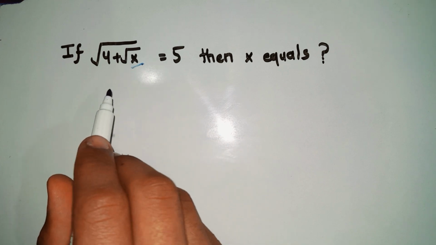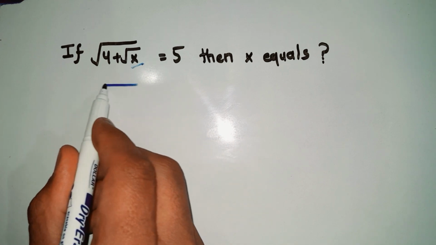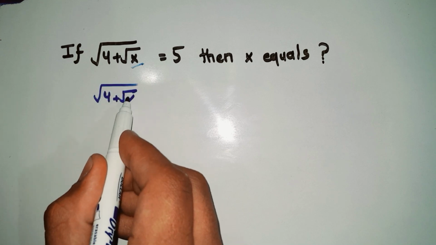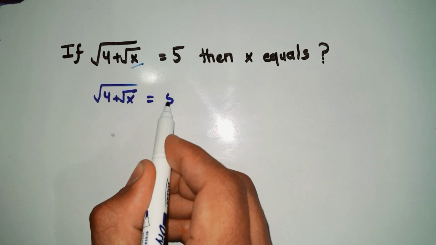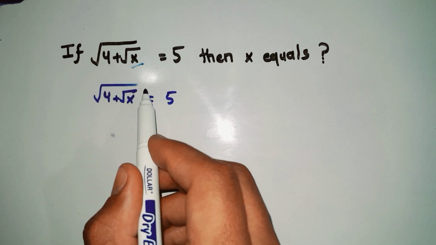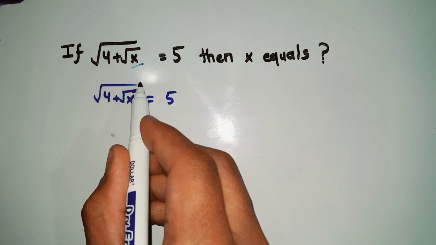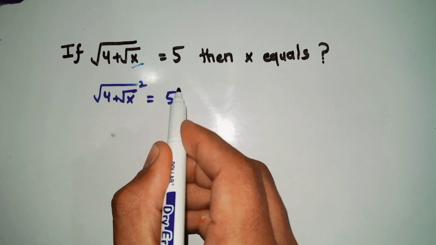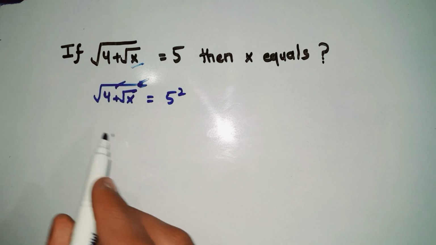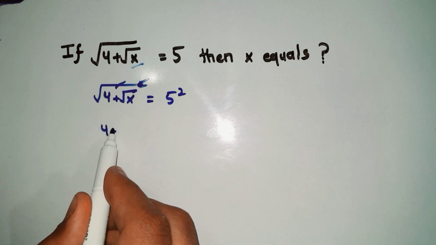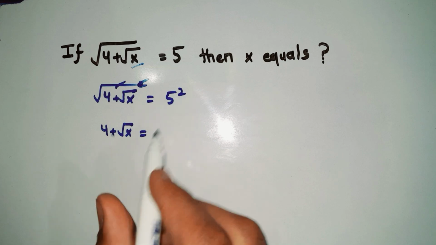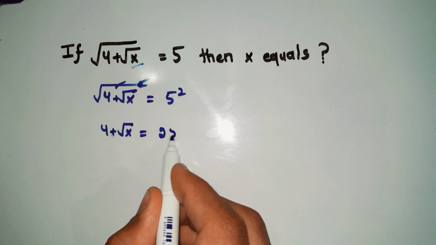So first of all, here we write square root of (4 + square root of x) equals 5. Now we have to cancel this square root. We know how to cancel a square root by squaring both sides. Square this side and square this side. So the square and square root cancel. So we write 4 + square root of x equals 5 squared, which is 25.